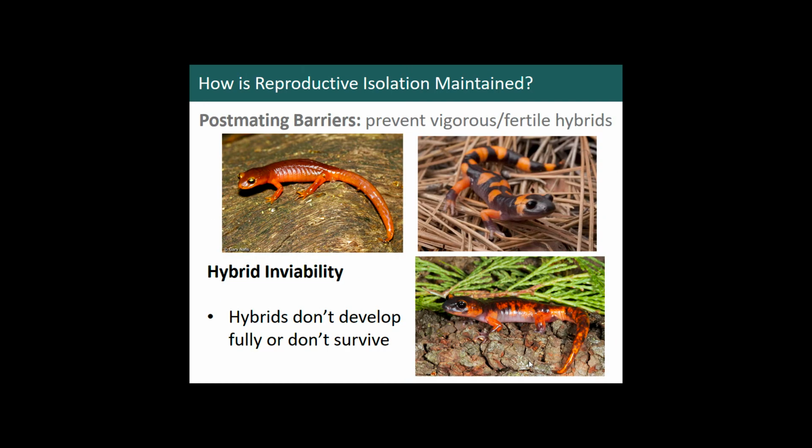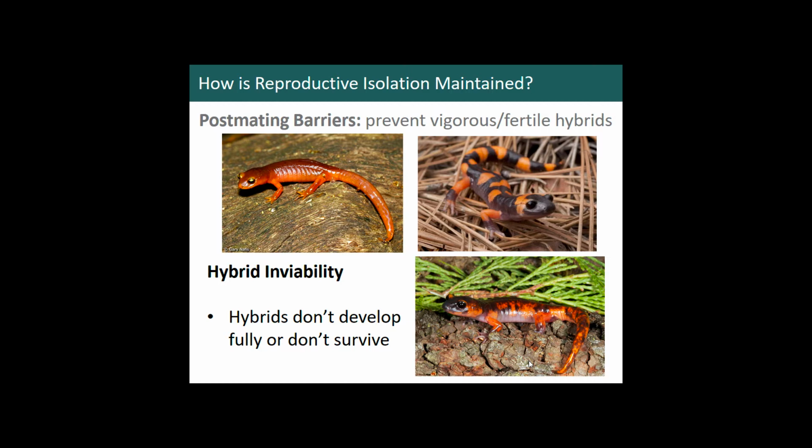Okay. If we actually have successful fertilization, a hybrid is formed. Now we have a hybrid individual that is a living, breathing individual. It can experience hybrid inviability or it can experience hybrid infertility. In hybrid inviability, the hybrids either don't develop fully or don't survive.